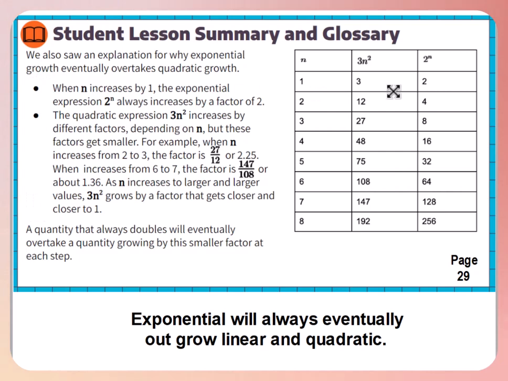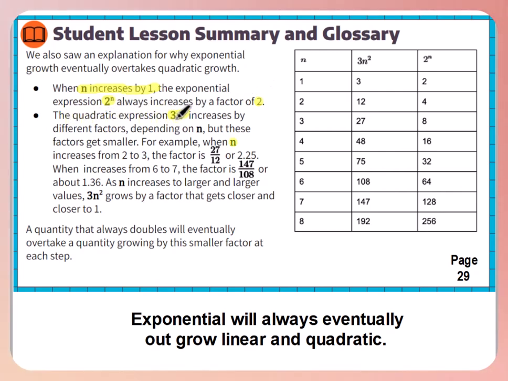So exponential functions go up or down. Quadratics, with a squared term, are going to curve, so they're going to change direction. They'll have a maximum or a minimum, and then they'll start changing direction. All right, we also saw an explanation for why exponential growth eventually overtakes quadratic growth. When n increases by 1, the exponential expression 2 to the n always increases by a factor of 2. So exponential equations are always increasing when we have a growth factor bigger than 1.